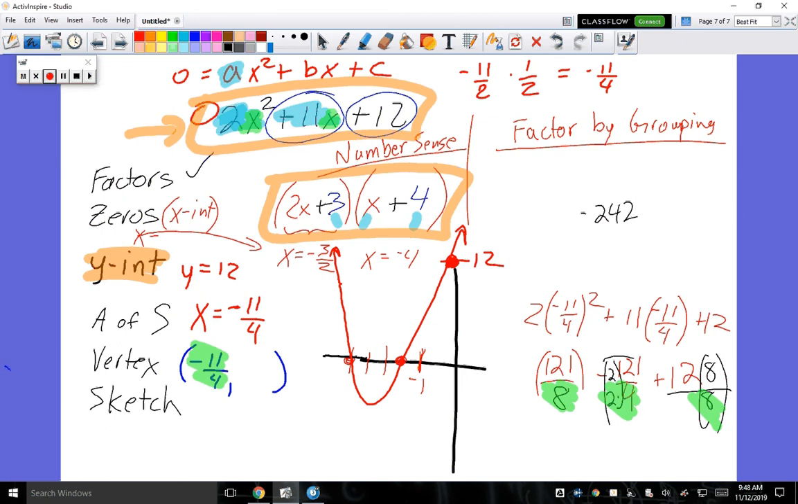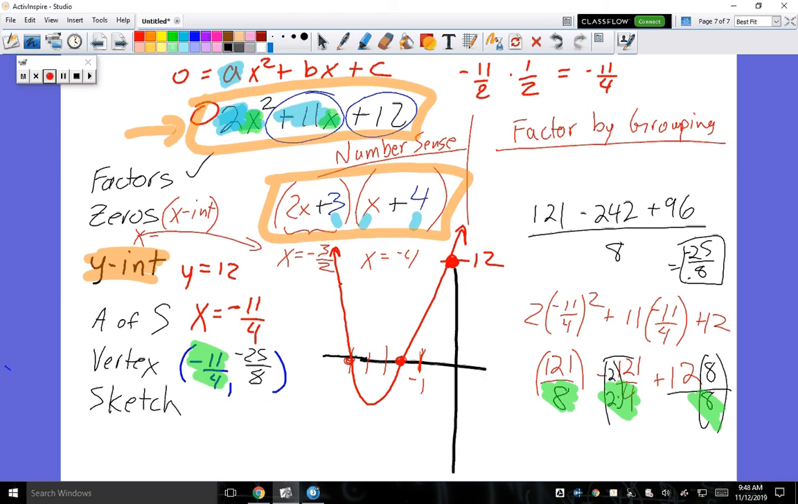Isn't one positive and one negative? Yeah, it'll be a negative though. Oh, okay, my bad. Yeah. And no worries. And then 12 times 8 will be a 96. And they're all over the same, which is 8. So I have a negative 121 plus 96, which is 25 over 8. So I got it. Okay, so 25 eighths. Wait, negative 25 over 8 though, right? Or is it positive? You're right, negative. Negative 25 over 8 would be the y value of the vertex.